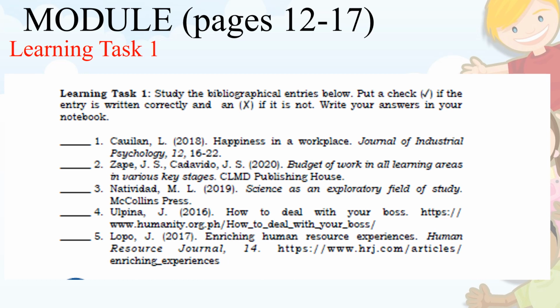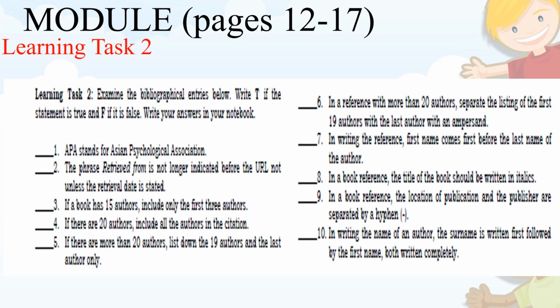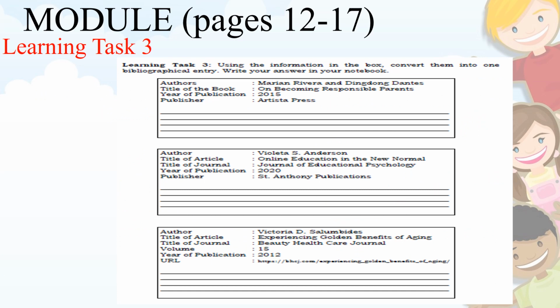For Learning Task 1, you have to put a check if the entry is written correctly and X if not. In the Learning Task 2, write T if you think the statement is true and F if it is false. In the Learning Task 3, this activity will test your background knowledge regarding bibliographical entry. All you have to do is to arrange the following information inside the box. Your Learning Task 1 can be your guide.